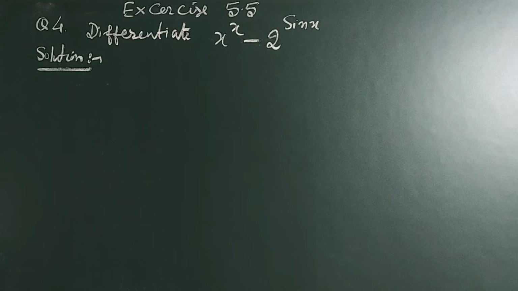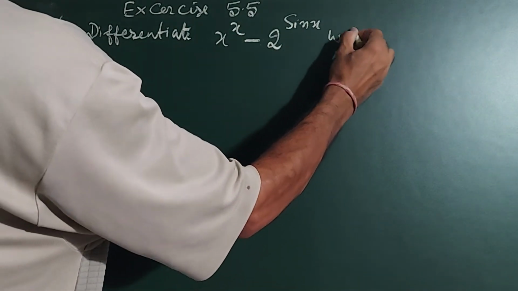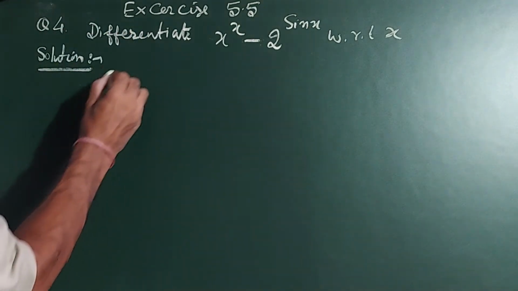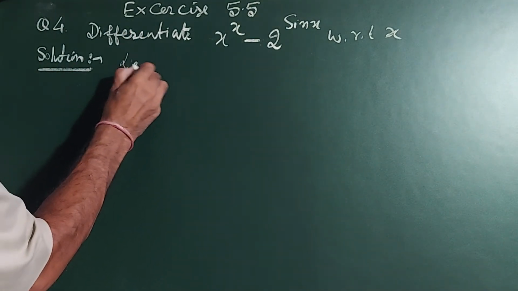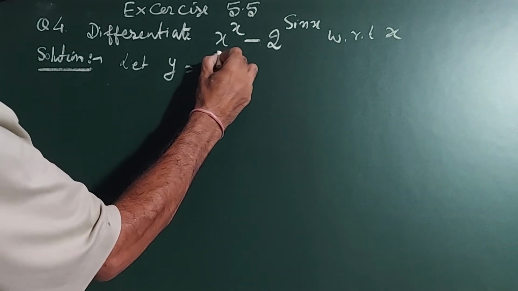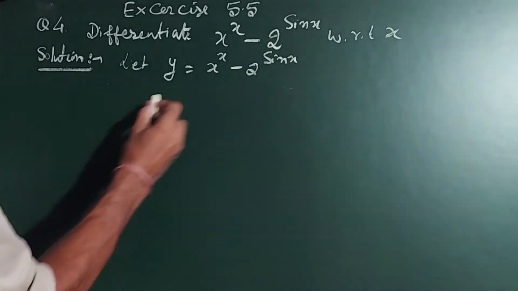Question number 4 of the exercise. Differentiate x raised to power x minus 2 raised to the power sine x with respect to x. Now see, let y is equal to x raised to power x minus 2 raised to the power sine x.